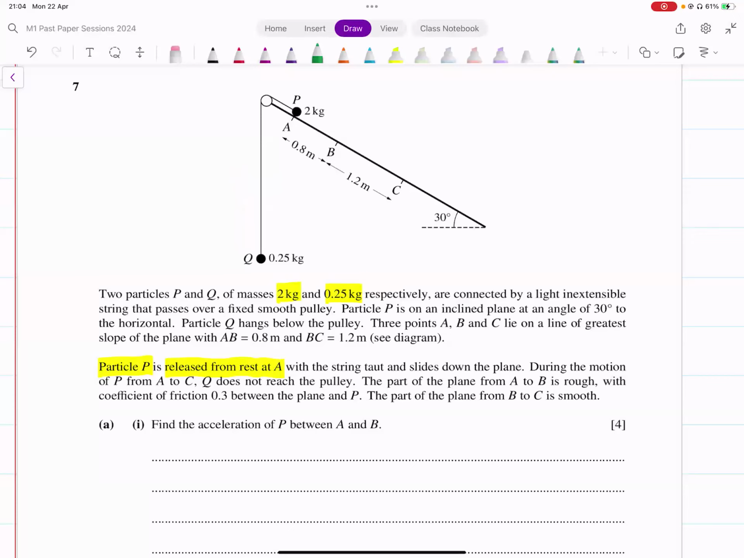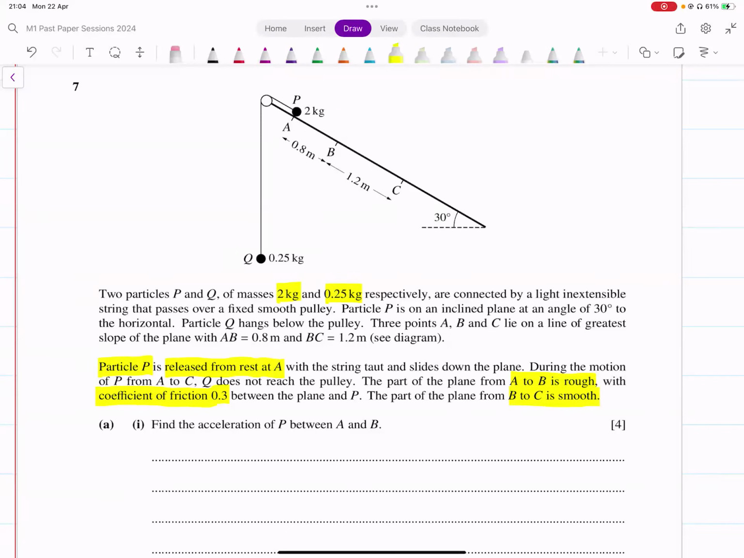The part of the plane from A to B is rough, with the coefficient of friction 0.3 between the plane and P. The part of the plane from B to C is smooth. There's no friction in that part of the plane. Find the acceleration of P between A and B. So what's the acceleration from A to B? A to B part is rough.